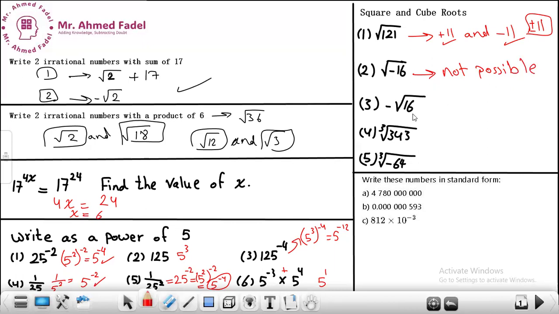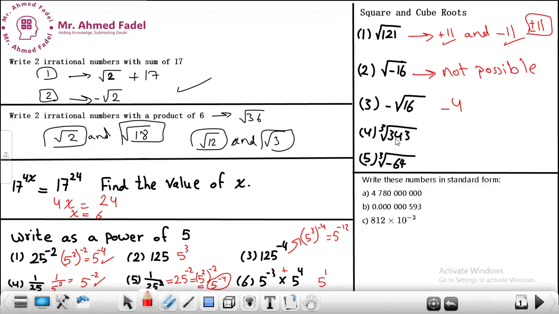Next, negative square root of 16. "Mr. Ahmed said that you cannot get a square root of a negative number." Yes, but this is not the square root of a negative number. It's the square root of a positive number, and outside of the root is negative. So the square root of 16 is 4, but outside of the root I have a negative, so it's negative 4. There is a huge difference between 2 and 3.